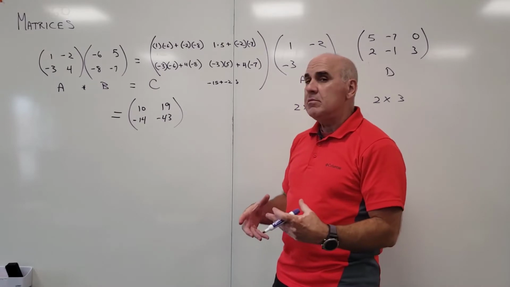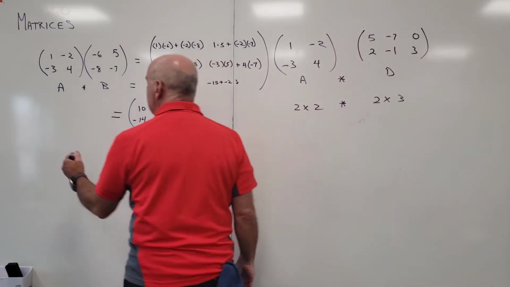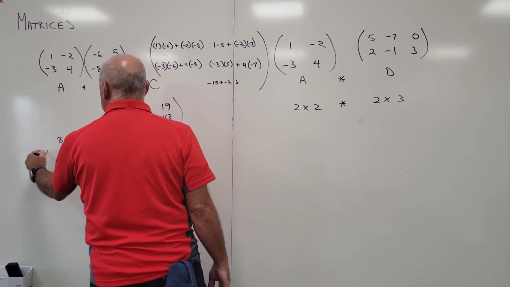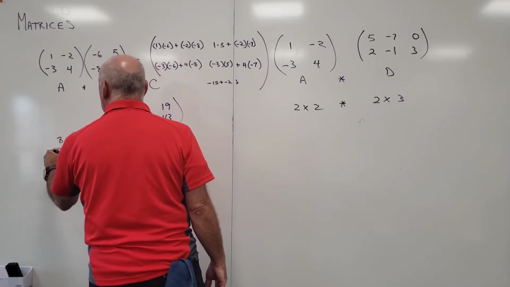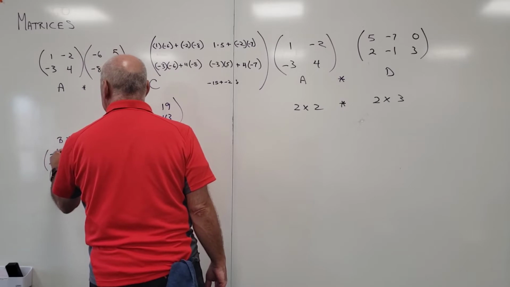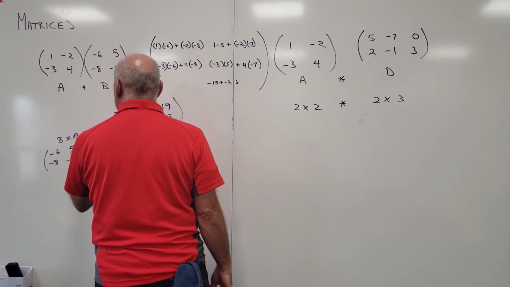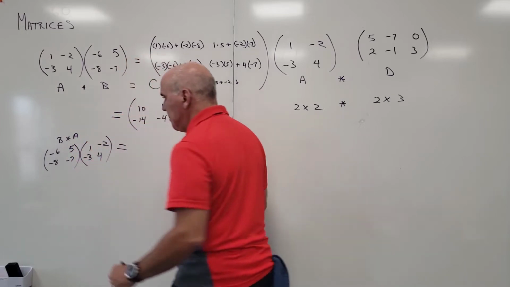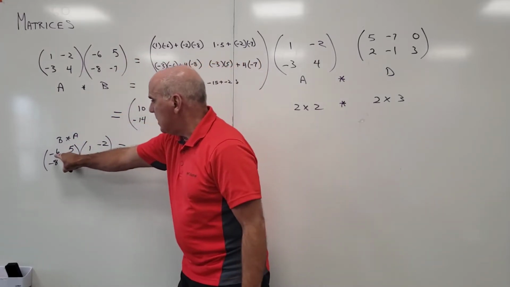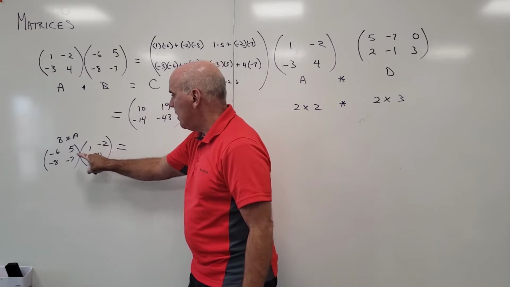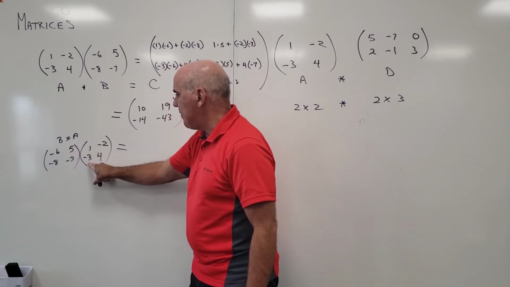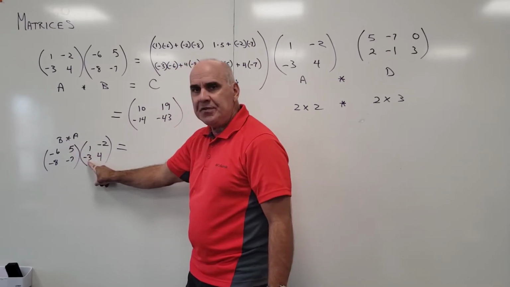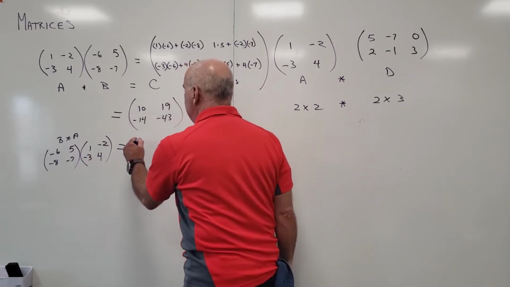All right, now, let's do B times A. So that's going to be -6, 5, -8, -7 times 1, -2, -3, and 4. And so when I do that, I'm going to do this a little quicker. -6 times 1 plus 5 times -3. So that's -6 plus negative 15. That's negative 21.